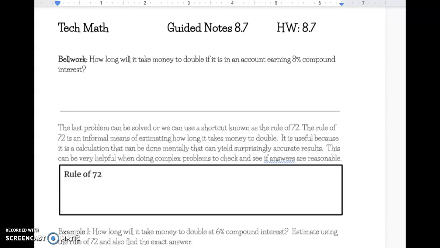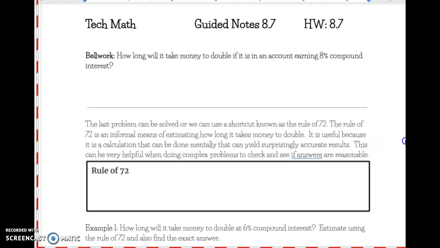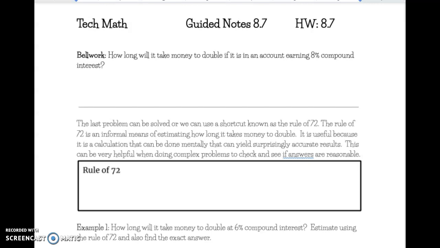Hey Tech Math, here's that continuation of the 8.6, 8.7 notes. They go together because the rule of 72 only works for compound interest.